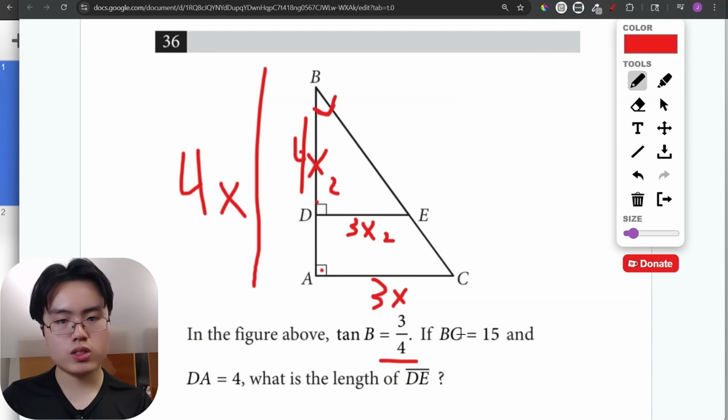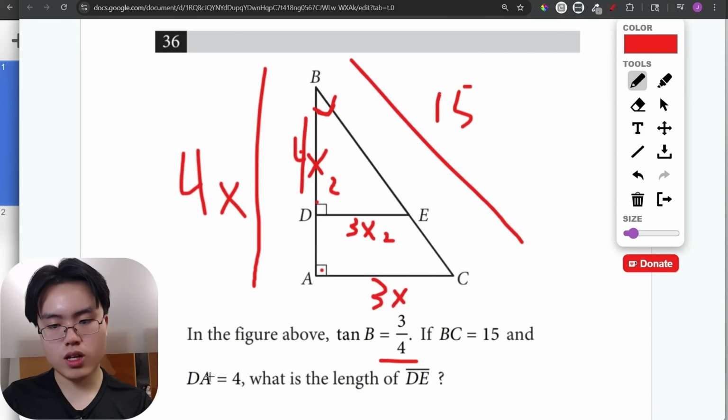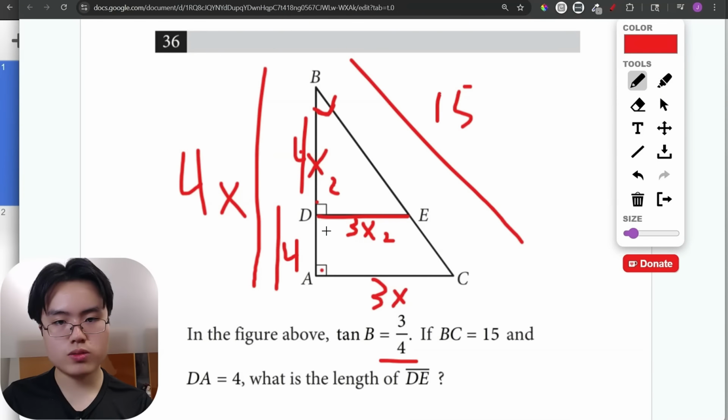If BC equals 15, so we know BC equals 15, and DA equals 40. DA. So it's just this part. Okay, interesting. So it's not giving us a straight length of the triangle. It's giving us a small part. What is the value of DE? We need to find this. So how do we do this question?